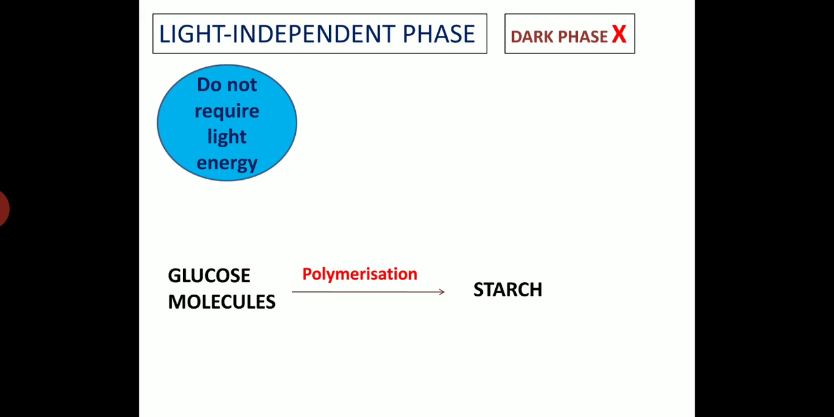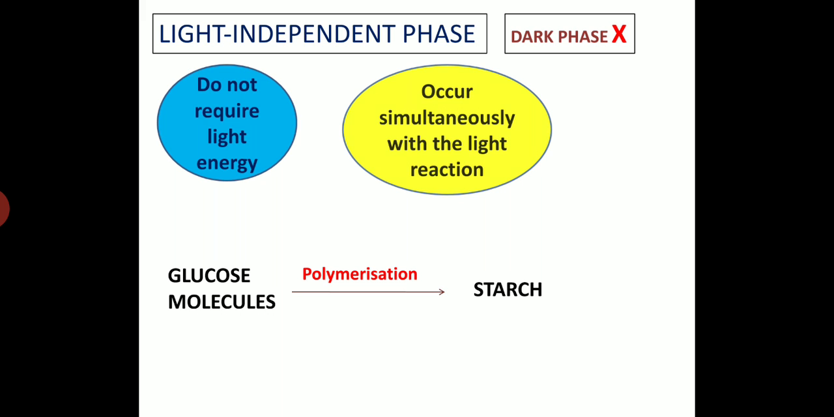And this light independent phase actually occurs simultaneously with the light reaction. Both the light dependent and independent phases occur almost simultaneously. The time gap between these two is very, very negligible, very small. Okay. Now, what happens in the light independent phase?